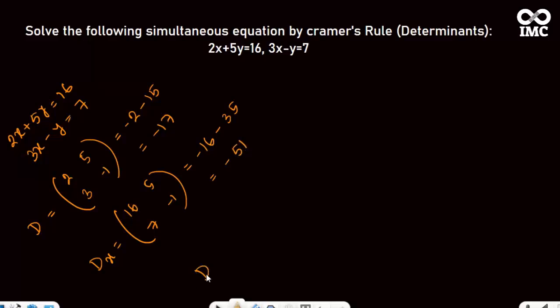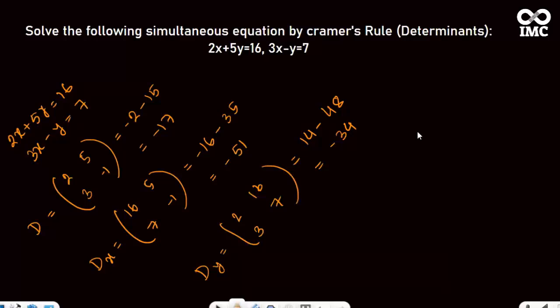And at last we need to find out Dy. Okay. So here instead of the y part, we will input the constant value. So for x, 2, 3, and for 5 and minus 1 we will input 16 and 7. Okay. So 7 twos are 14 minus 3 16s are 48. Here we will get minus 34.